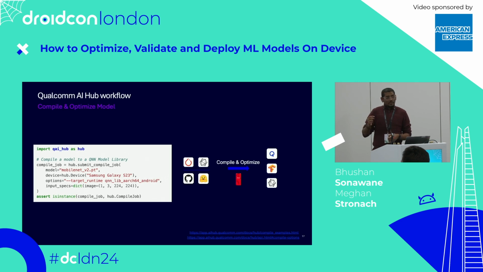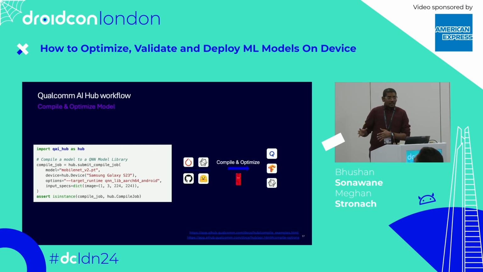Then, as you saw in the previous step, you choose a device. So here you specify the device. For example, here I choose Samsung Galaxy S23. And in this particular job, I know that I'm targeting a Qualcomm platform. That's why I choose a model library for Android. That's why I choose a target runtime as QNN library arc64 Android. And then I also specify input specification because each use case might be different. So I know that, okay, I need an input image of 224.